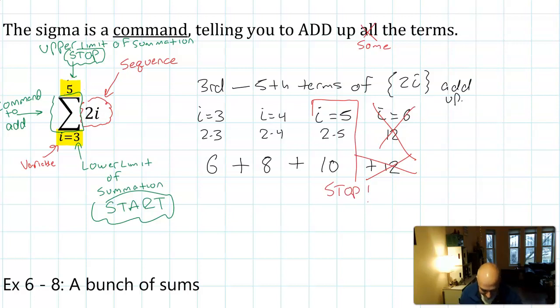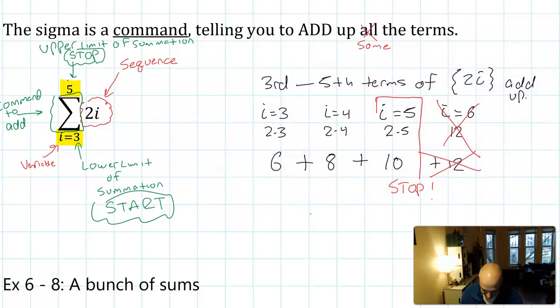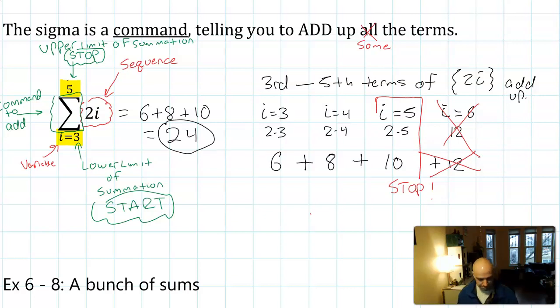So, this whole thing, we've made kind of a mess of our page now, but this whole thing is telling you to basically do 6 plus 8 plus 10. And then you should actually do it out. So 6 plus 8 is 14, plus 10 is 24. And that's how summation notation works. It's a command that tells you what to add, where to start, and where to stop. And then you just have to do the thing that it's telling you to do.